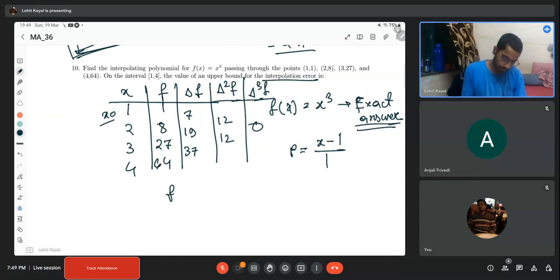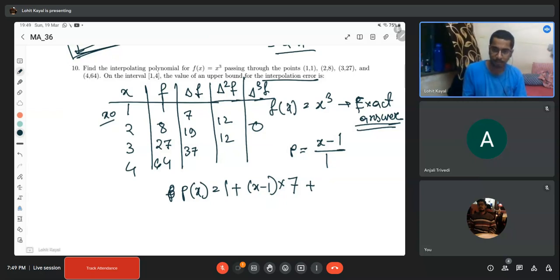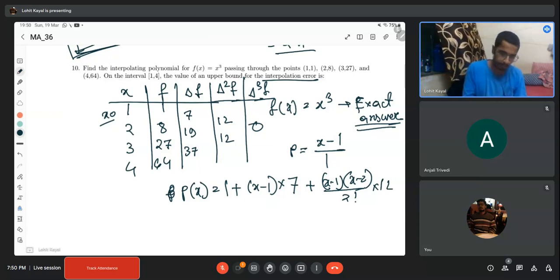So what is the polynomial? The fitting polynomial p(x) equal to f naught, which is my 1, plus p into delta f naught. Here my p is x minus 1. Delta f naught is 7, plus p into p minus 1 by factorial 2 delta square f. So x minus 1, x minus 2 by factorial 2 into 12, plus some expression into delta cube f. My delta cube f is 0, so I don't bother about that.